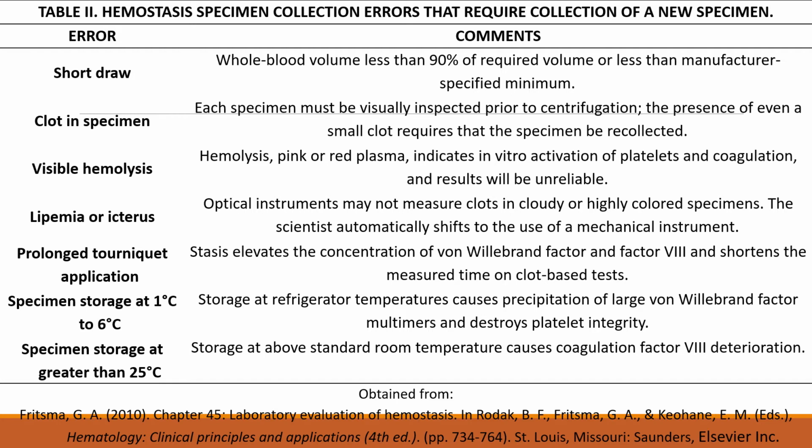Next, specimen storage at greater than 25 degrees Celsius. Storage above standard room temperature can also cause coagulation factor 8 deterioration. So again, you have to process your samples within the specified processing time to avoid deterioration or precipitation of some of the factors that are found in the sample.